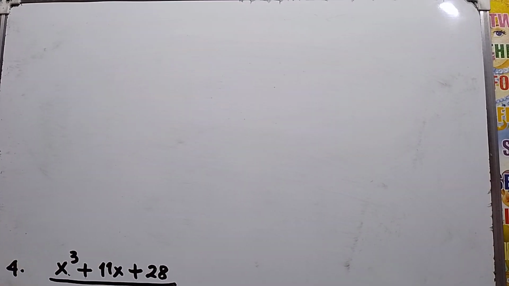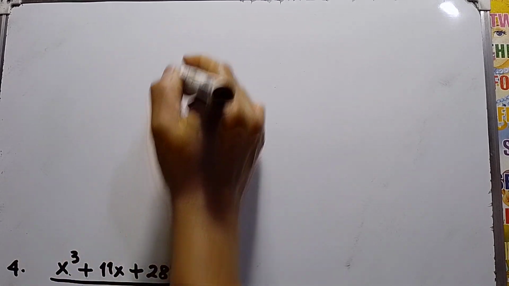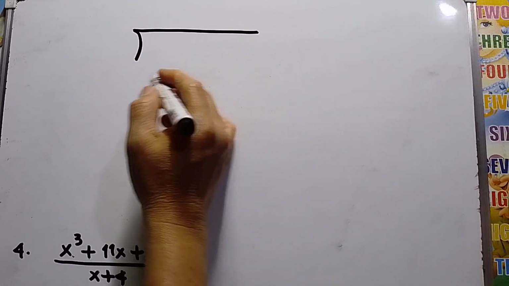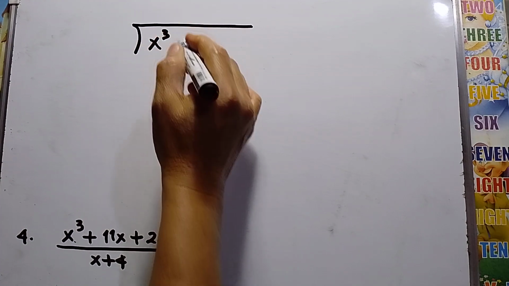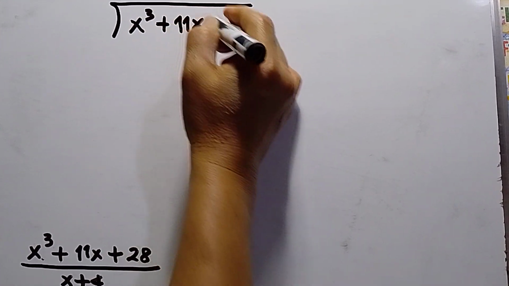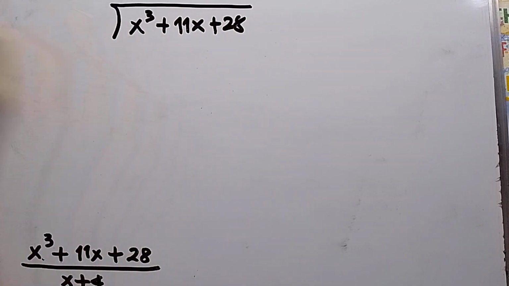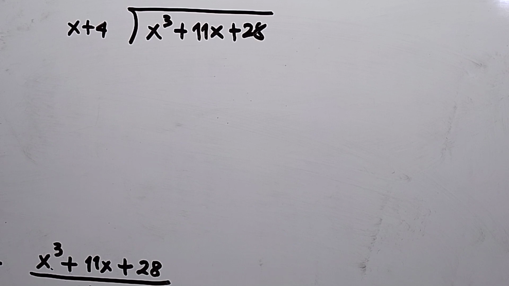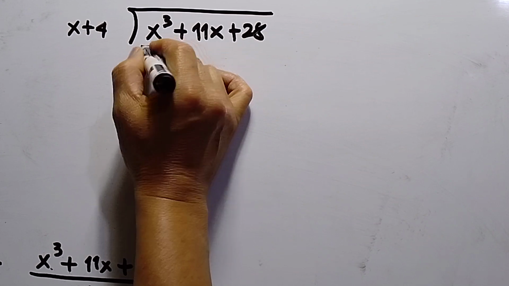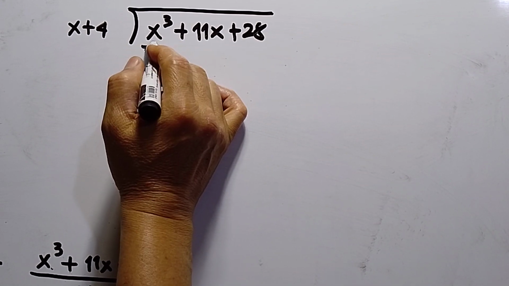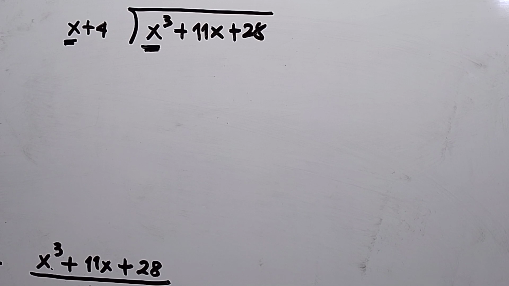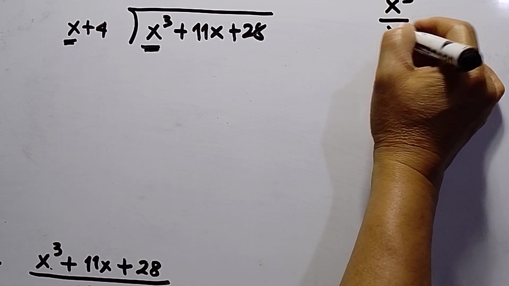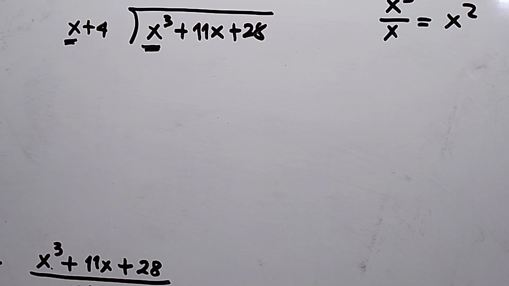Number 4, the divisor is a binomial. So we need the long division method. So my dividend is x cubed plus 11x plus 28. Okay, then the divisor is x plus 4. This is the basic solution how to solve the first quotient. The first term of the dividend divided by the first term of the divisor. So this will be x cubed divided by x. So this will be x squared.